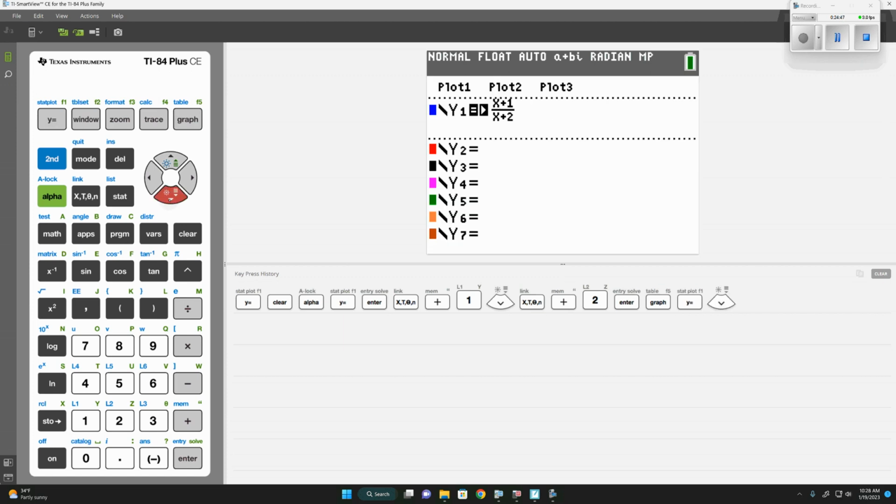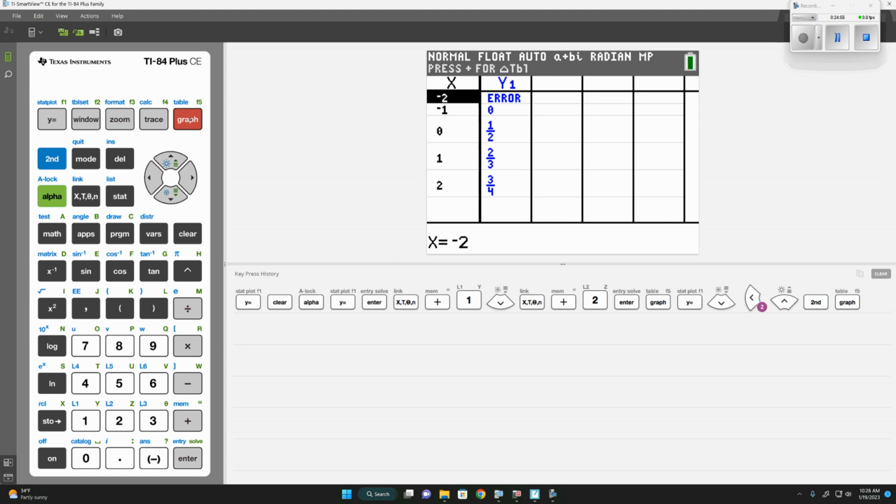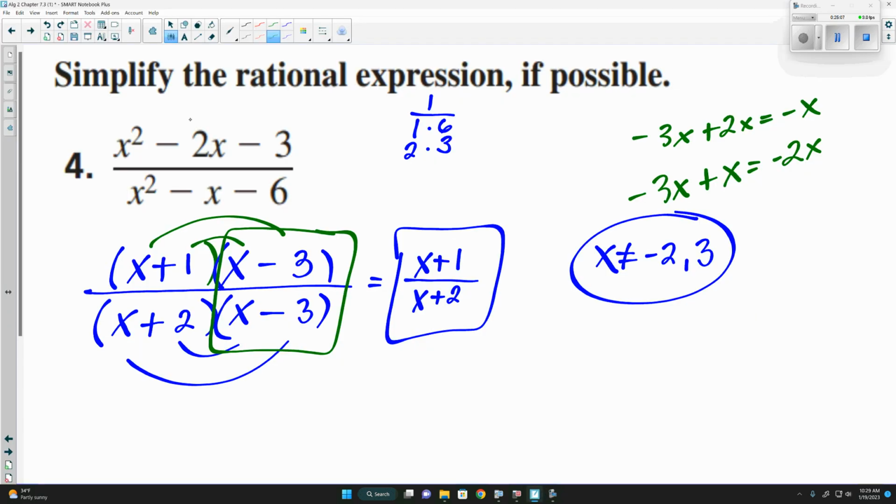Unfortunately, I can't. There are ways to switch it from y to x. But if we look at the table, at -2 we get an error. It is considered an asymptote. There are no values for this function at -2. It doesn't work. And that's why we're having these restrictions, because if we have the restrictions, we know where they won't cross.